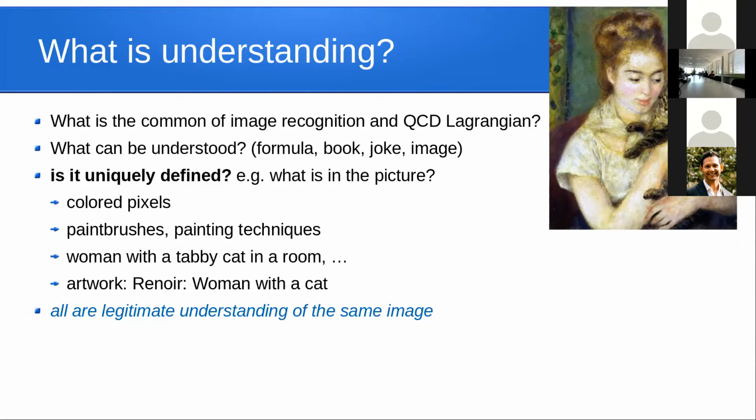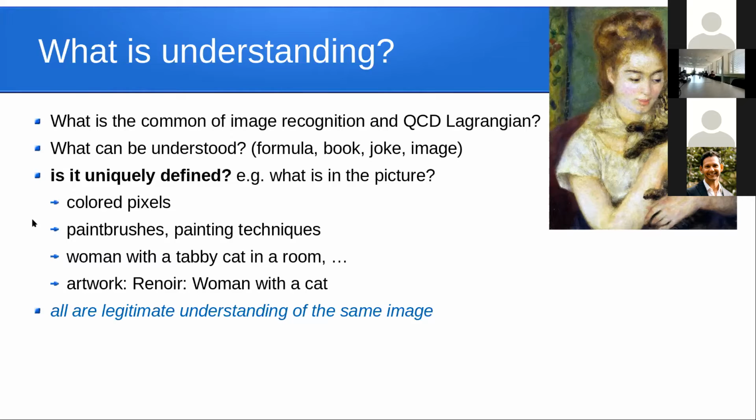So if somebody tracked the movements of the paint brushes of Renoir, then he or she can reproduce this image almost correctly. But we can also describe it with human notions, like this picture depicts a woman with a tabby cat in a room, and so on and so forth. Or we can just say that this is Renoir, woman and a cat, and then we can reproduce the same image correctly.